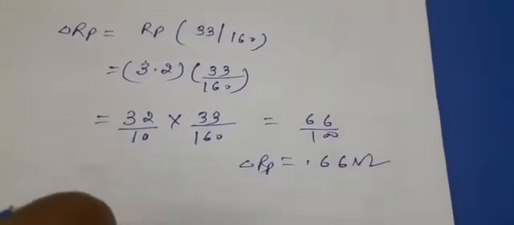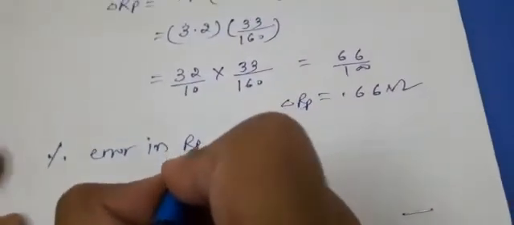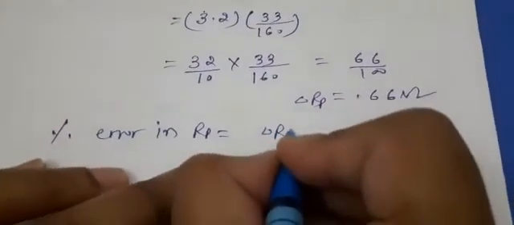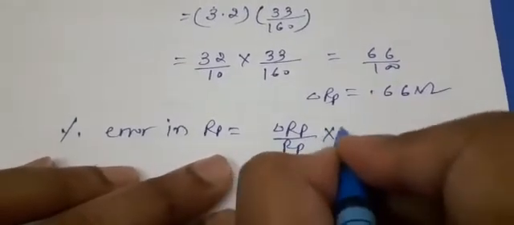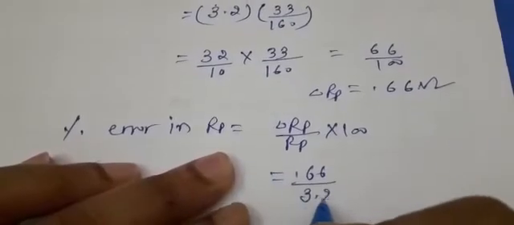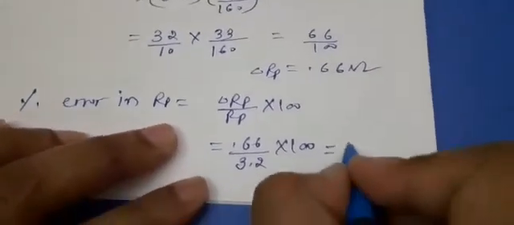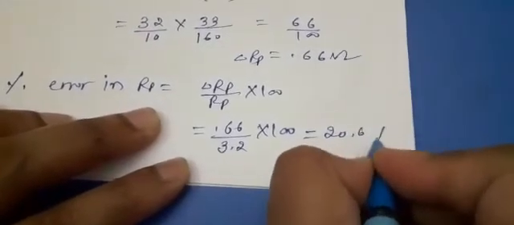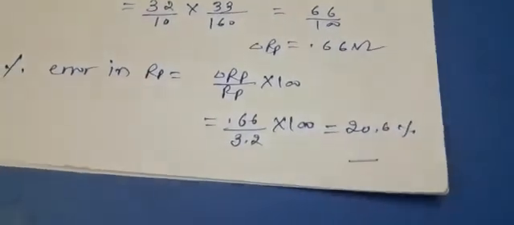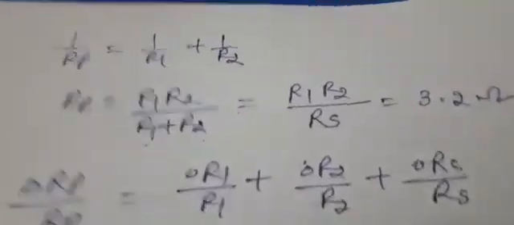Now the percentage error in RP is del RP upon RP into 100. So it will be 0.66 upon 3.2 into 100. When you solve, it will approximately come out to be 20.6%. So this is the difference. See, the method is something you are familiar with. Here no new result has to be learned by you.